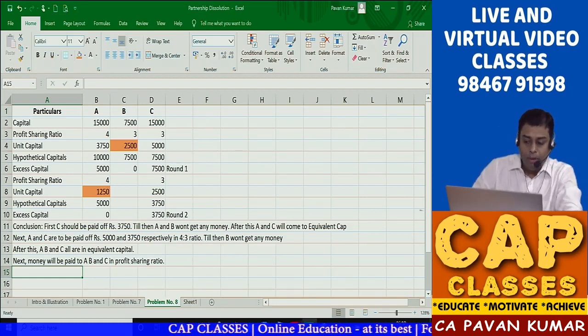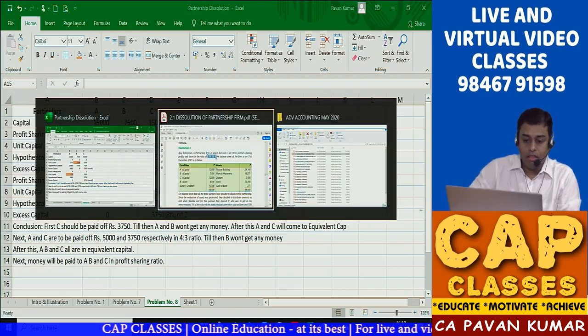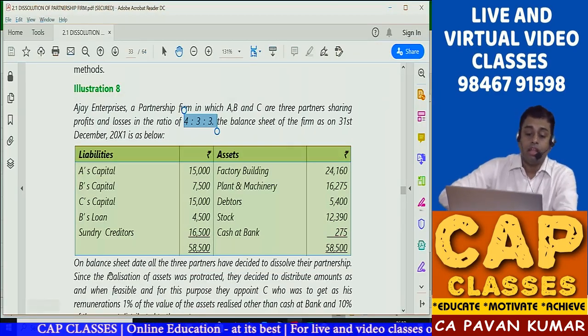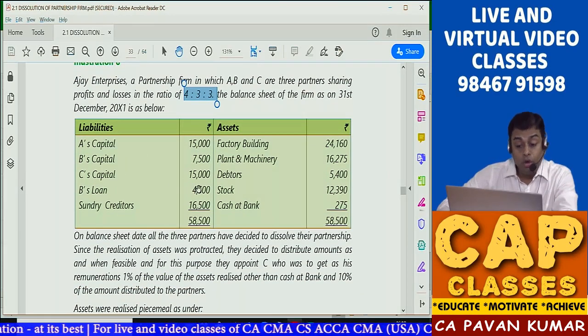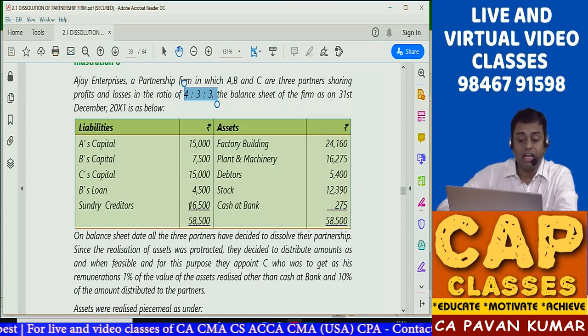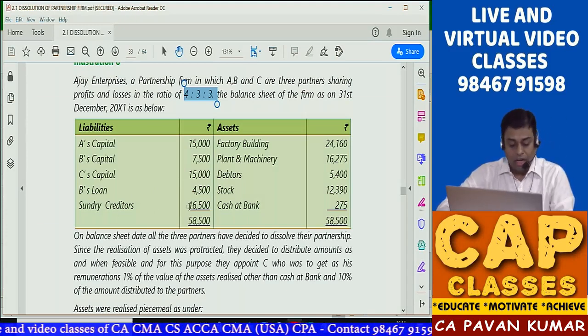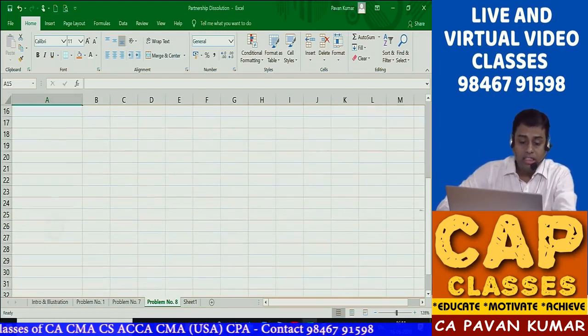Now shall we solve the problem? Okay, now go to the question. A's capital is 15,000, B's capital is 7,500, C's capital is 15,000, B's loan is 4,500, sundry creditors 16,500. Okay, now how is this to be done?